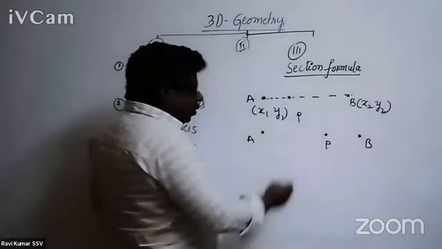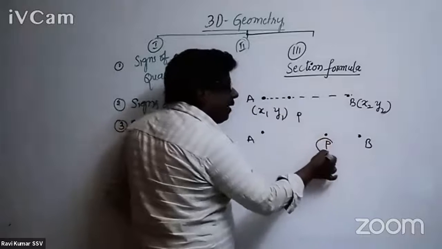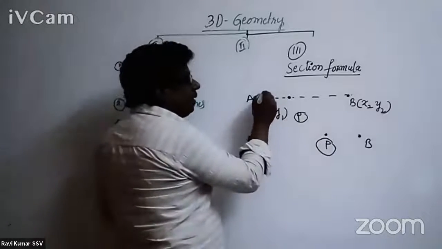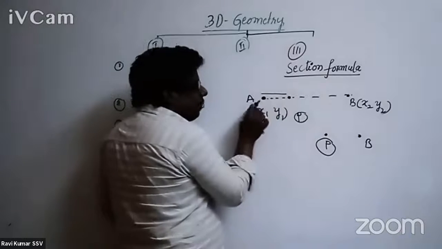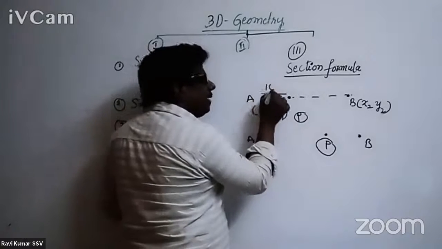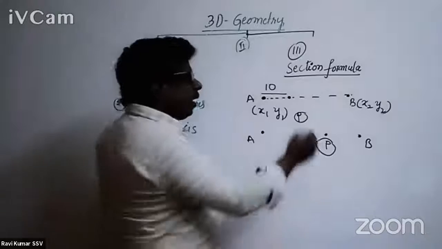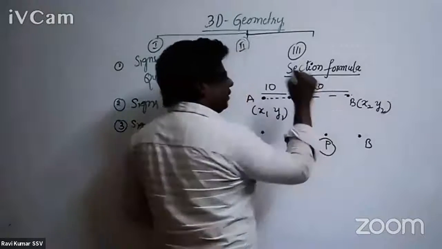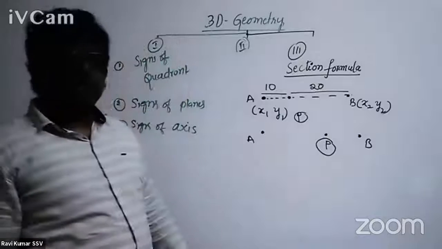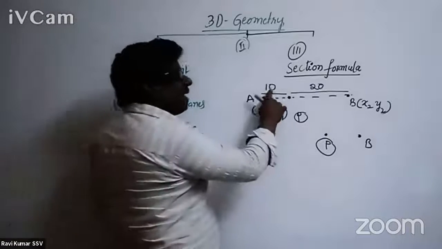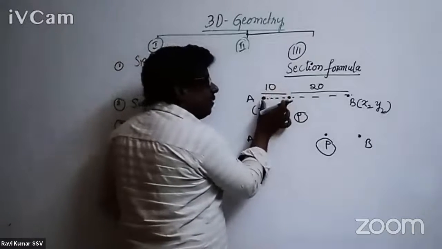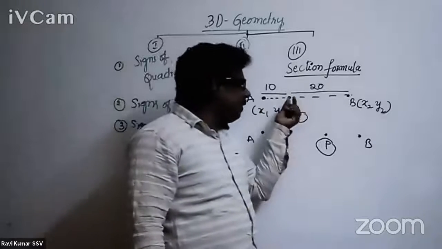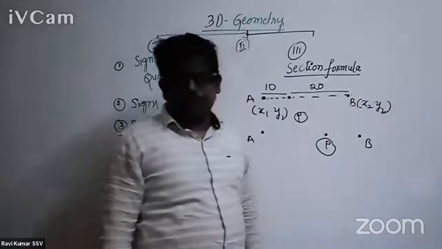Right. So now, how can you find out this P? And one more thing I forgot to tell. We need, for example, this distance from A to P, for example, 10 meter distance. From here to there, 20 meter distance. And what is the ratio? This is the distance between A point and P point. This is the distance between P point and B point.